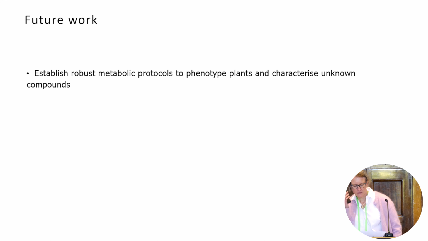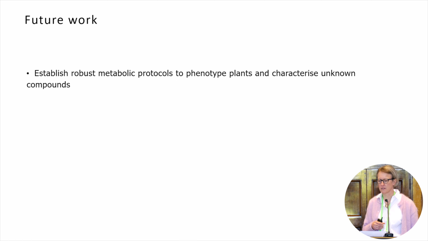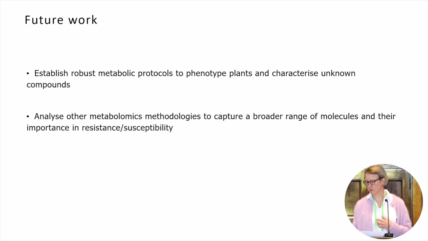So where to from here? We really need to develop a robust metabolic protocol for phenotyping plants and characterising those unknown compounds. Because the technique we've been doing is untargeted, we have a lot of background noise from all the molecules inside the cells. So now we can develop a method to find the ones that we are interested in and look for those specifically. So we can pick those out and use those in a more targeted protocol.